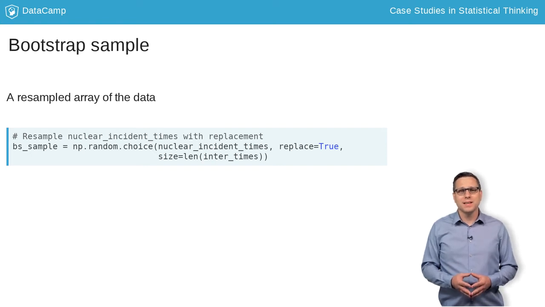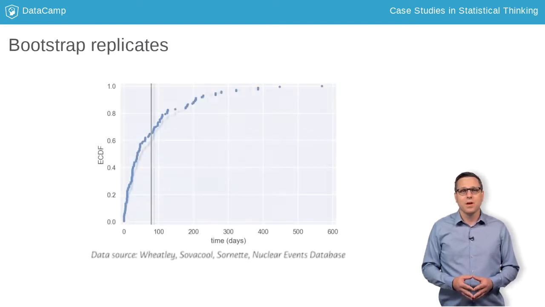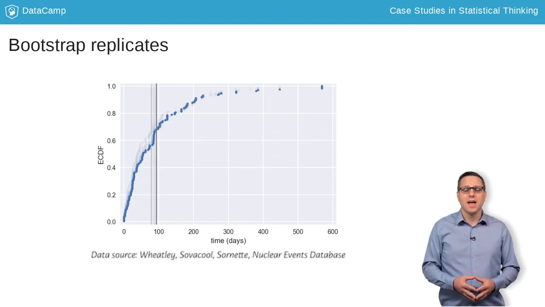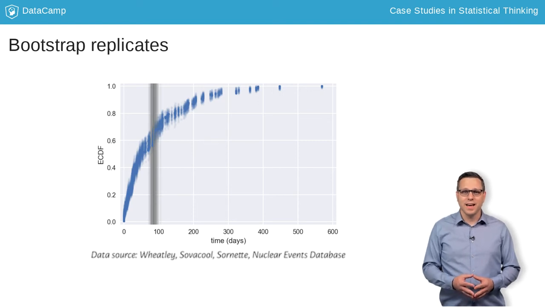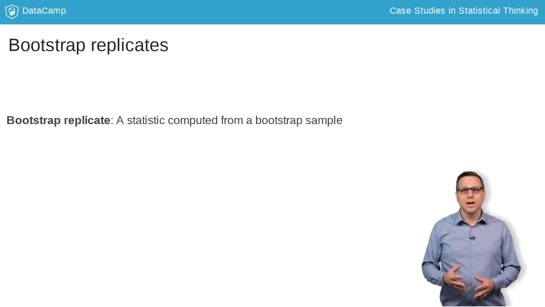We can plot the ECDF of the resampled data along with the mean inter-incident time computed from this resampled data set. We get a slightly different value than we got from the original data. We can do this procedure again, and again, and again. Each value of the mean inter-incident time is a bootstrap replicate. A bootstrap replicate is a statistic computed from a resampled data set. In this case, that statistic is the mean.